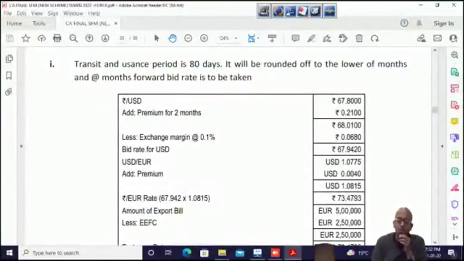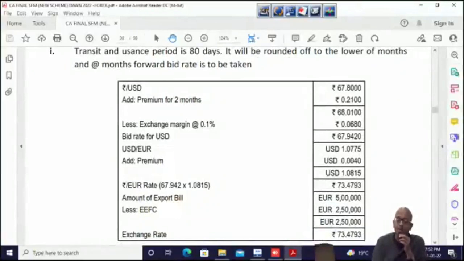If you look at the solution, the institute has written transit plus usefulness 80 days rounded up to the lower number of months. So forward bid rate has to be taken for the 60 days. So 67.8 plus 0.21, correct? Okay, 68.01. They have done the margin deduction over there only. They could have done it later on. It doesn't matter. The answer will be same.